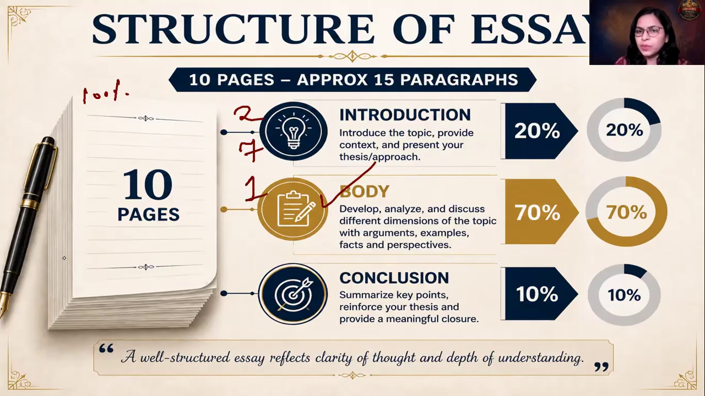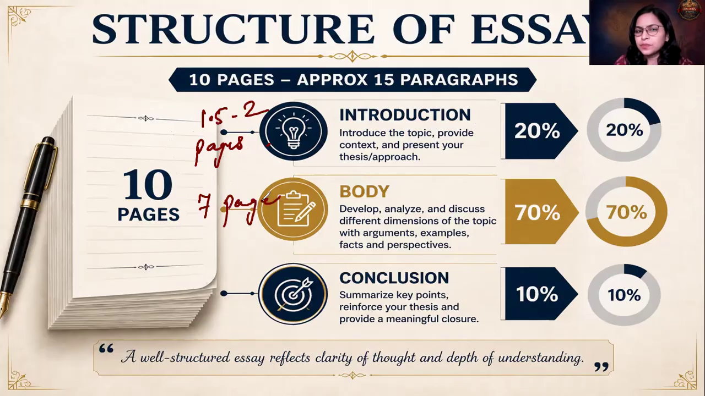I'll write over here so that it would be clear. When I'm saying that your introduction is 20%, you can use 1.5 up to 2 pages. So out of the 10 pages, 1.5 to 2 pages should go for your introduction. Next is your body. Your body should comprise max 7 pages. And finally, your last page should be your conclusion. So 1 page for your conclusion. In this manner, you need to write an essay.